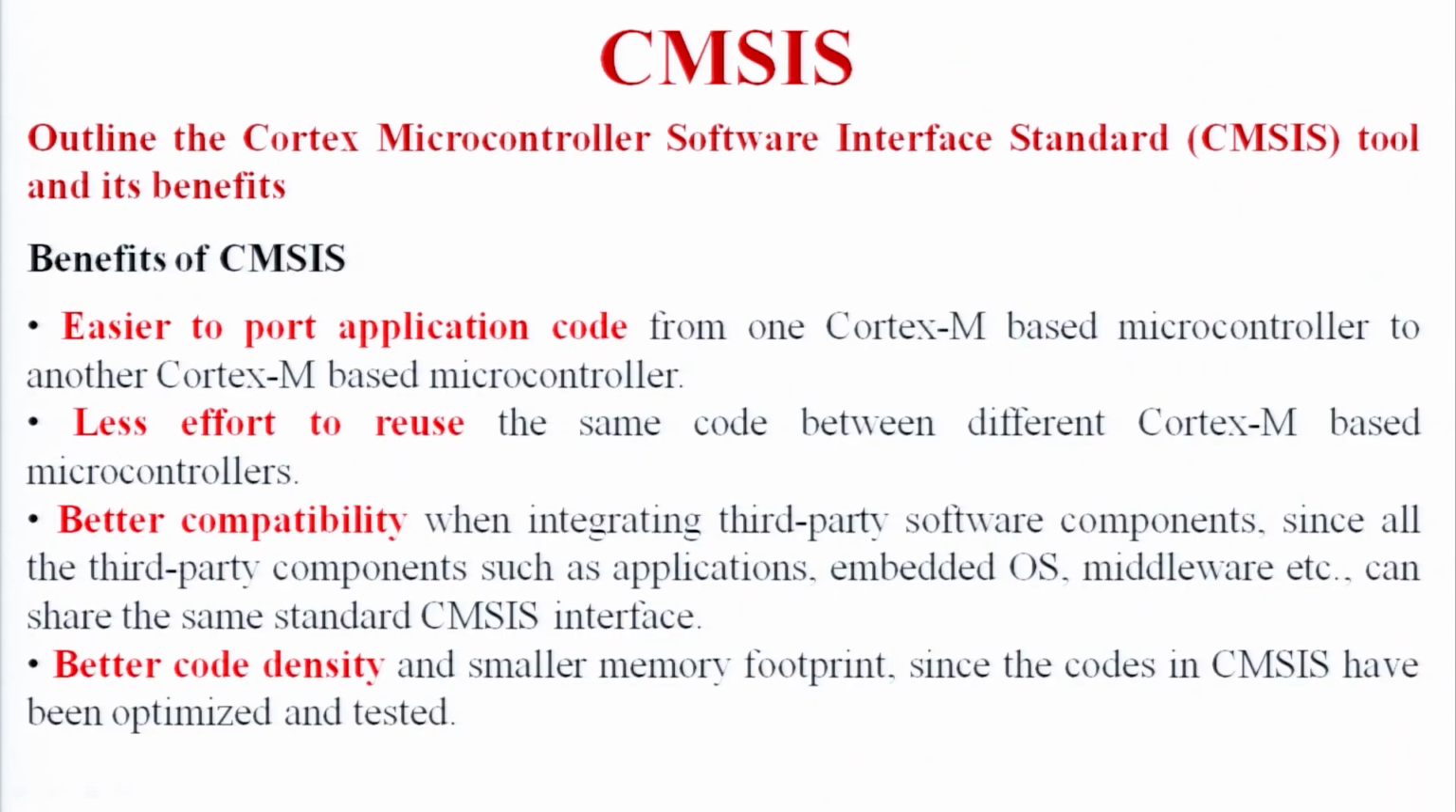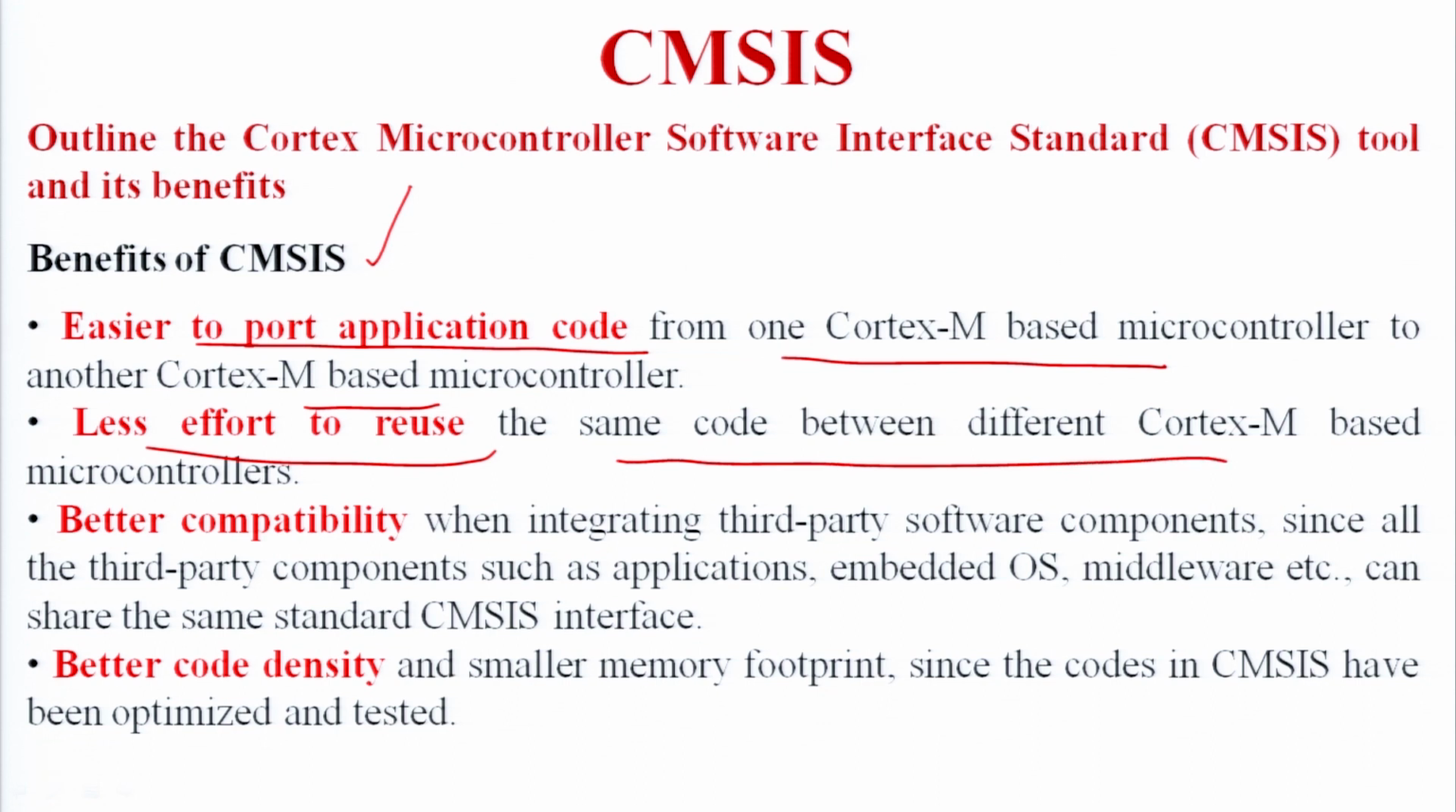So what are the benefits of CMSIS? The benefit and advantage of CMSIS is that it is easier to port application code. Easier to port means it is easier to use and easy to debug. It has easy solutions for the user from one microcontroller to another. It takes less effort to reuse the same code between different Cortex-M microcontrollers. For example, if we are using the core code for M0, it is easy to reuse for M0+ or M3 or M7, M5, etc.